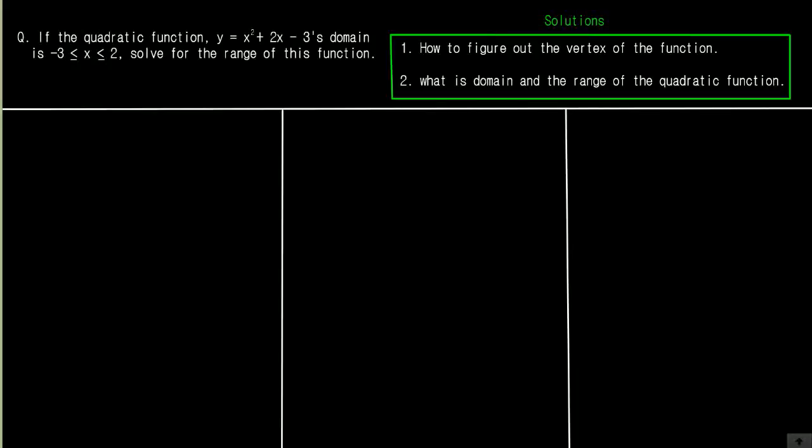The quadratic function y is equal to x squared plus 2x minus 3's domain is x can be either less than or equal to 2 or greater than or equal to negative 3. And this is the domain of our function. We need to solve for the range of this quadratic function.